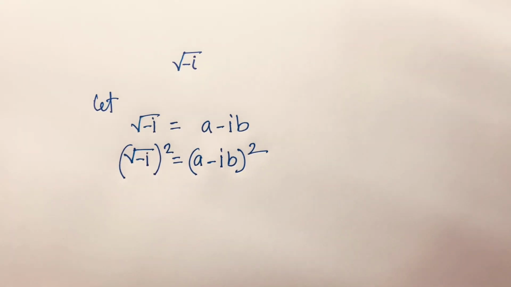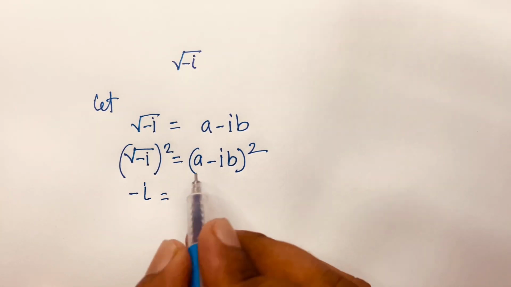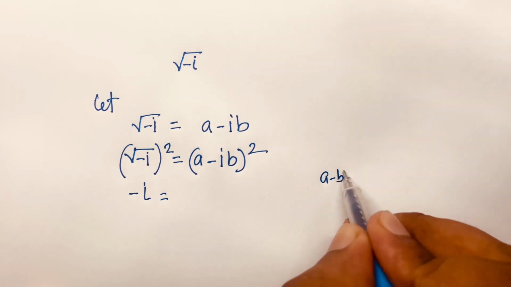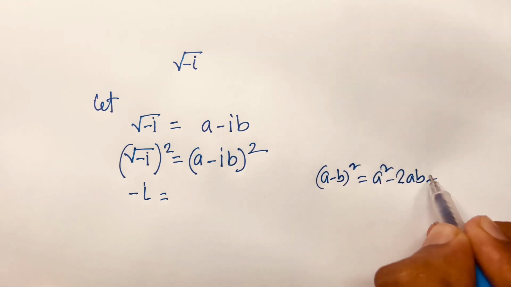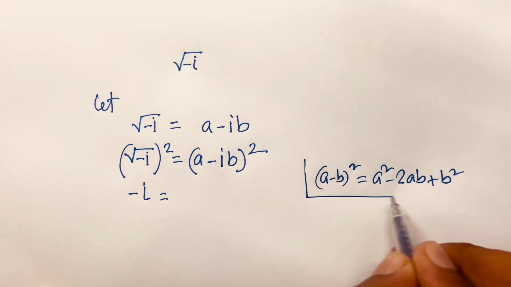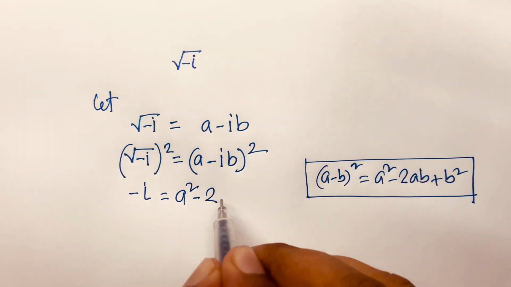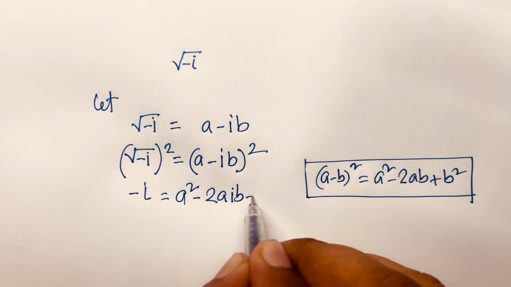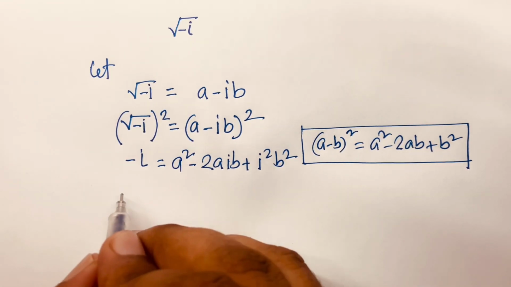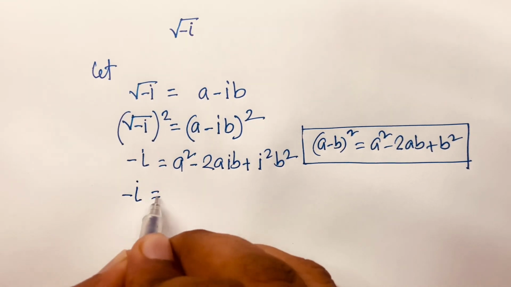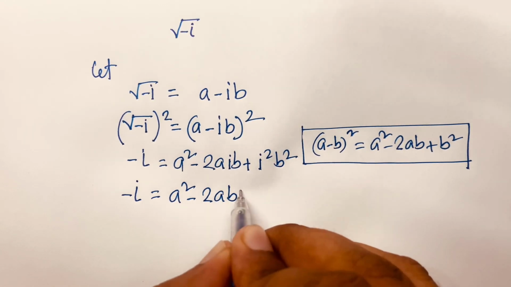Then the square root is cancelled, so we find minus i is equal to... we know that (a minus b) whole square is equal to a square minus 2ab plus b square. According to this rule, I can say a square minus 2a ib plus i square b square. Then minus i is equal to a square minus 2abi.